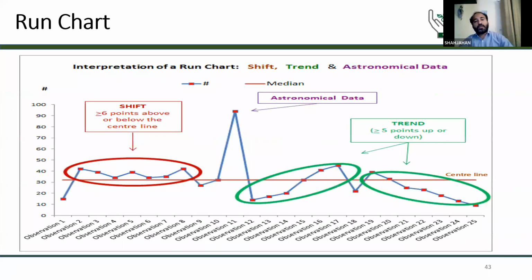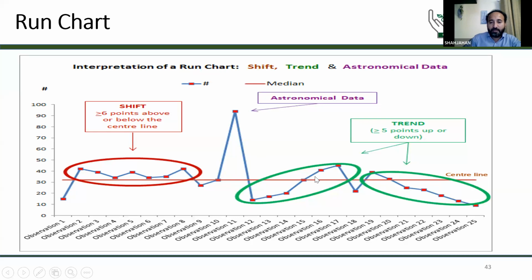Now I will show you how you will analyze a shift, and how you will analyze a trend. If you have this example of the run chart, see here, observation 1 is the point 10. Then from this one, there are 1, 2, 3, 4, 5, 6, 7 points. This is the example of a shift. As I told you before, if there are 6 or more points on one side of the center line, that is known as a shift.